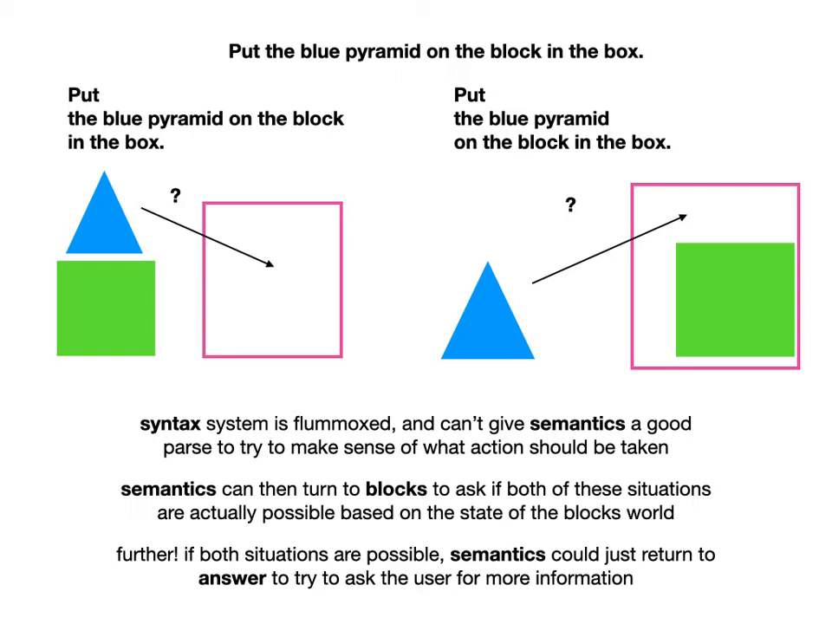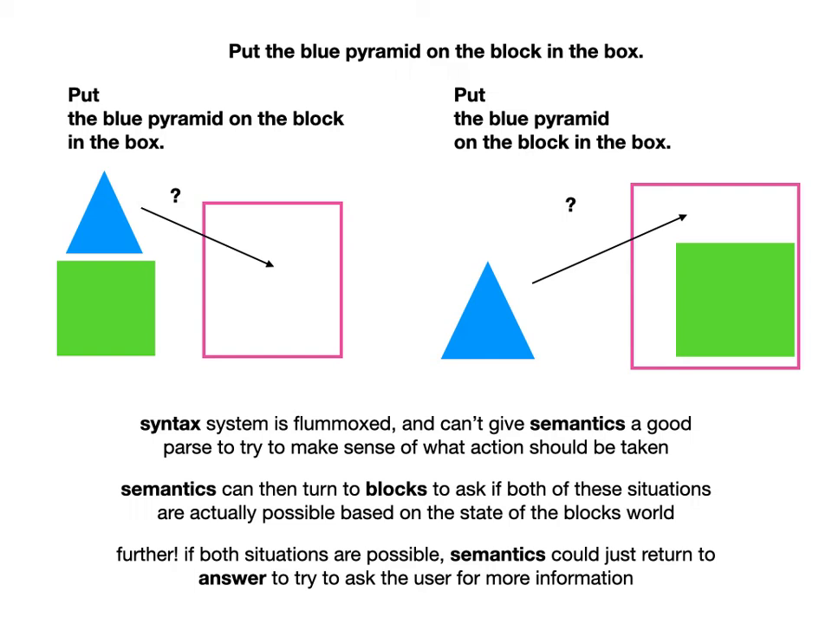If both of those situations are possible, semantics could just go to answer and say, go ask the user, which one did you mean? That wasn't sufficient enough. A way of resolving ambiguity that is perfectly natural with the way the system is interconnected, because syntax was allowed to fail, right? It was allowed to not be able to make sense of something, so it would rely on other systems to see what's up. So that's great, right?